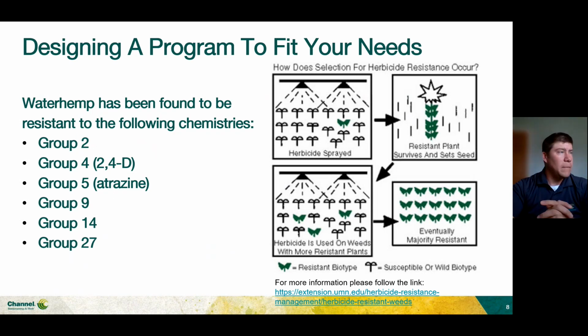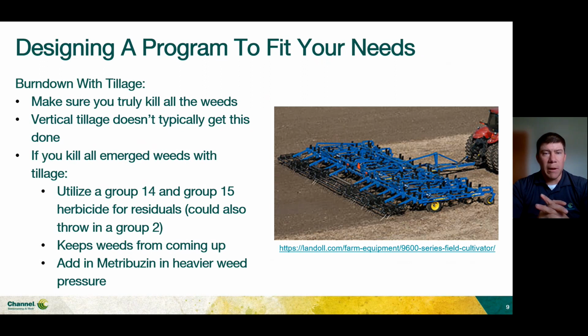So when you go to design a program that fits your needs, let's say you are a burn down with tillage type of grower, make sure you're truly killing the weeds. So I kind of brought that up a little bit ago. Vertical tillage is a great option. It does great for preparing a seed bed. But in my general experience, unless you're doing some aggressive vertical tillage, you're probably not going to get real good weed control out of it.